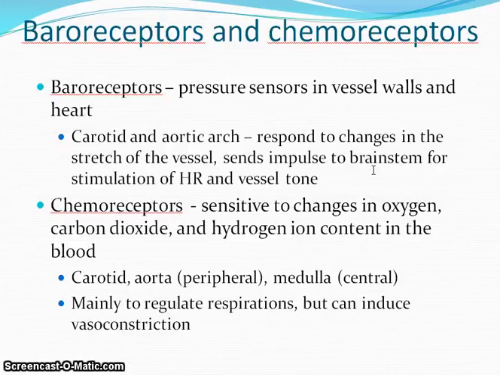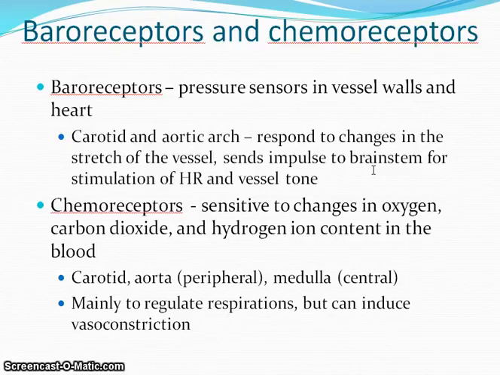So, baroreceptors and chemoreceptors. Baroreceptors measure pressure. Think barometer, like the weather and the air pressure. Baroreceptors measure pressure in the vessel walls and heart. They're mostly in your carotids and aortic arch. They respond to changes in how much the vessel wall is stretched. If it gets overstretched, that signals that the pressure is high in our vessels, and it sends an impulse to the brainstem for the stimulation of heart rate and vessel tone to change.